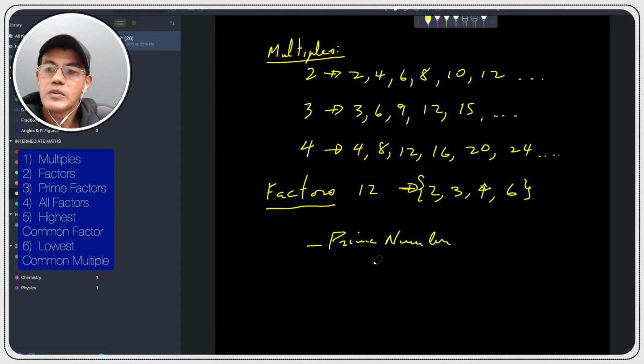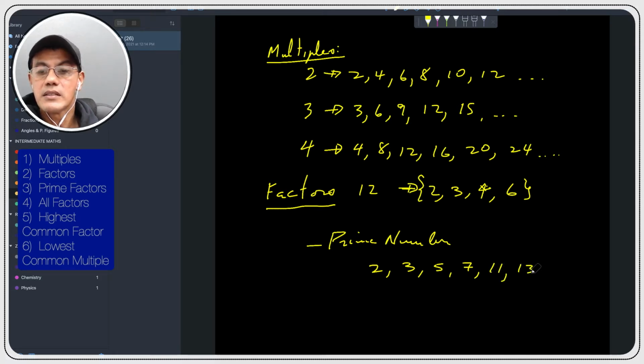So examples of prime numbers: you've got 2, 3, 5, 7. 9 is not a prime number because 3 can go into 9. 11 is a prime number. 13. 15 is not a prime number because 5 can go into 15.